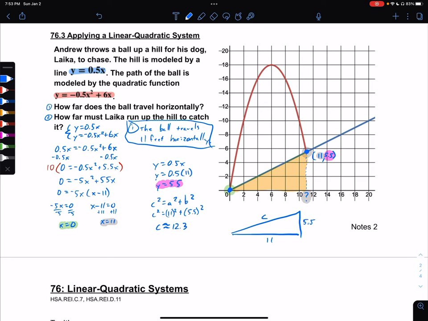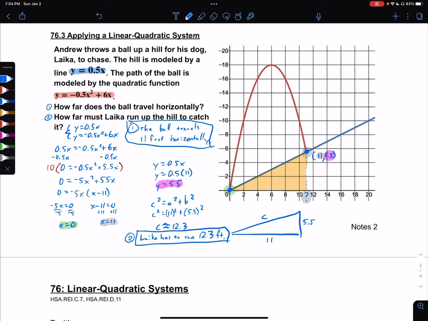So the question, how far must Laika run up the hill to catch it? Laika has to run 12.3. Did they tell us whether it's meters? They don't really tell us. We never find out what this is, do we? All right, we're just going to say feet. So Laika has to run 12.3 feet. And that would be the solution to question number 2.